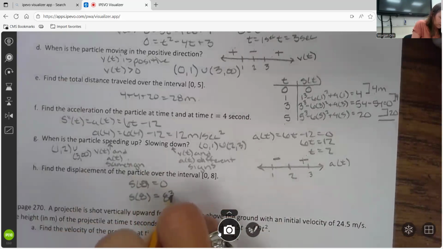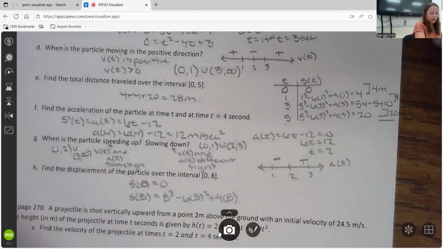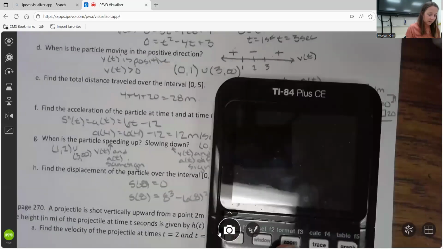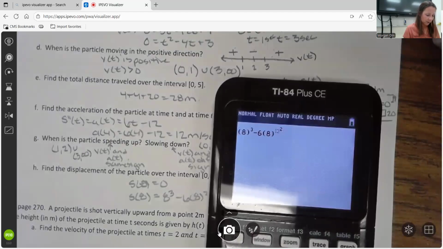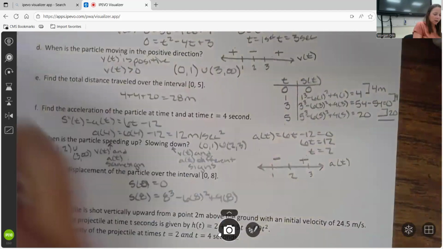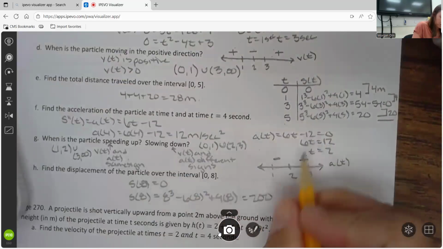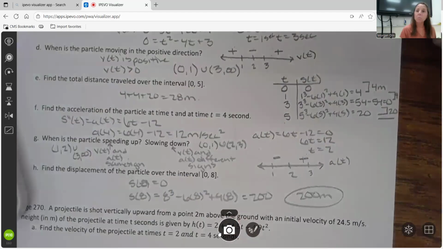8 cubed minus 6 times 8 squared, plus 9 times 8. Again, I'm just going to throw this in real quickly. There we go. That's 200. So it went from 0 to 200, so it went 200 meters. It traveled more than that, but that's not the question that it asked us.